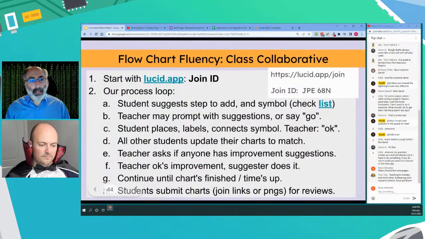So they've joined it. And now I ask them to go and place, label, and connect the symbol on the common flowchart. Now, I only do this if I can trust the kids to not immediately start making things all over the place. So if they're 6th graders, I probably don't do this one. But if they're 10th graders or 11th graders, I might do this one.